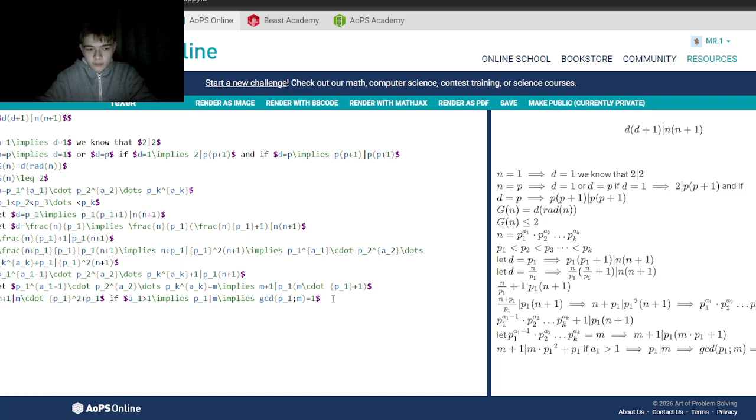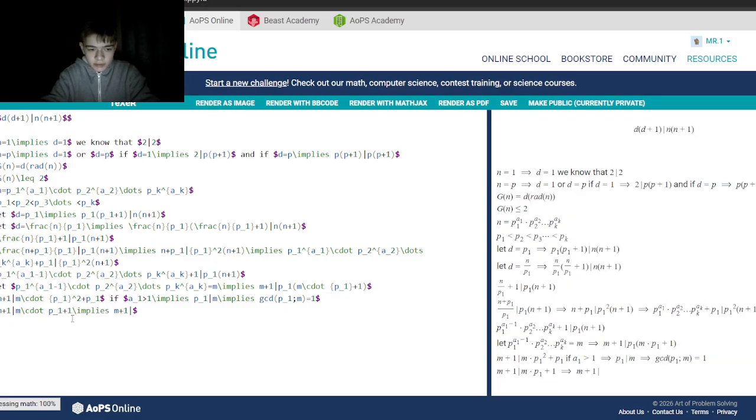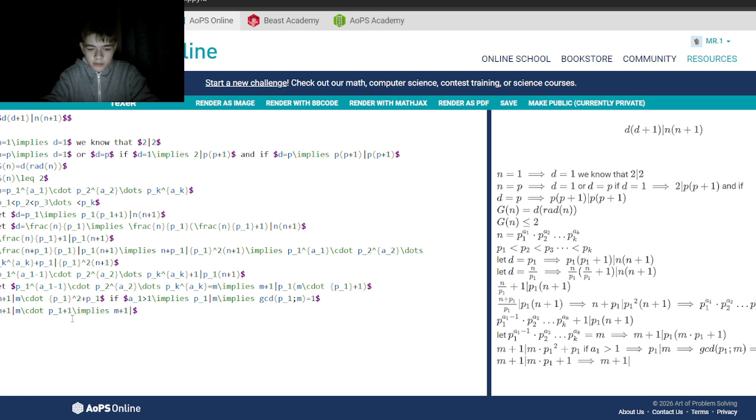So we can just remove p1 from the right side, and we get m plus 1 divides m p1, actually m p1 plus 1. And now if a divides b, we know that a divides b minus 1, so this simply implies that m plus 1 divides m times p1 plus 1 minus m minus 1, which is just equal to m times p1 minus 1.